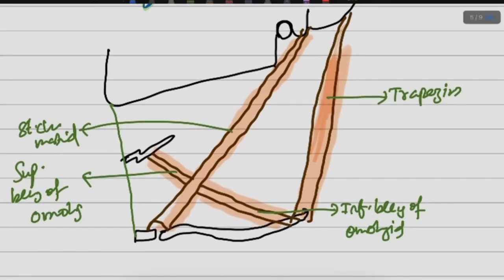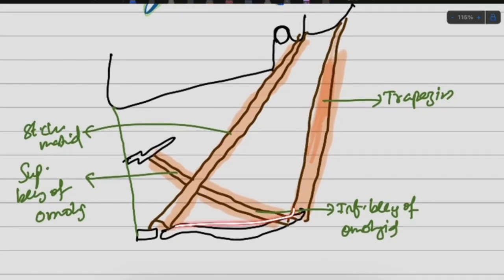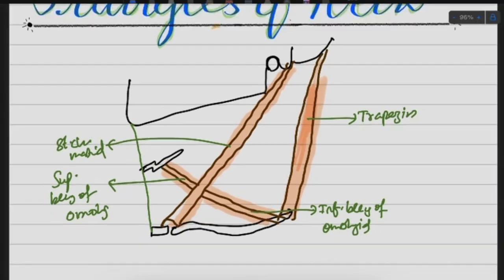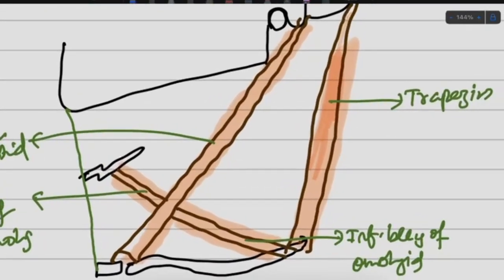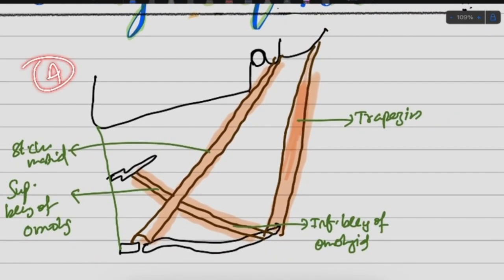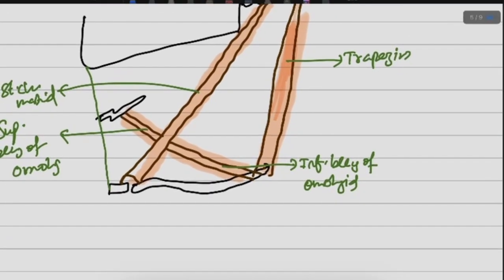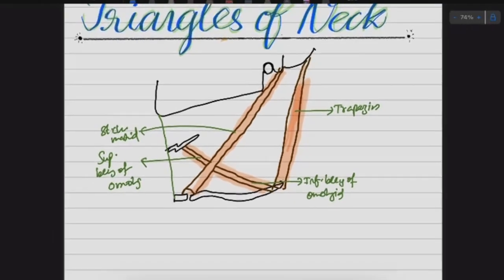Now I think you can appreciate a triangle here like this. This is only the posterior triangle. Now I think you can easily tell the boundaries of the posterior triangle. This is the anterior side and this is the posterior side, right? So what is the anterior boundary of the posterior triangle? The sternocleidomastoid. Posteriorly we have the trapezius, the base is formed by the clavicle, and the apex is the meeting point of these two muscles.